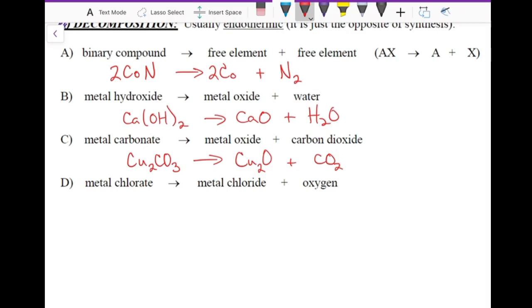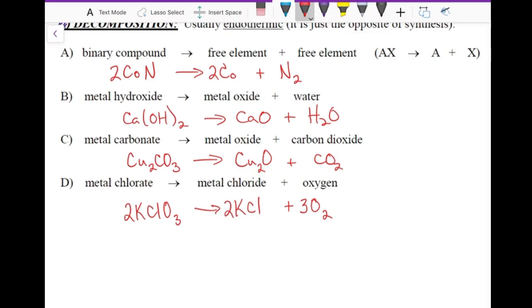So then finally the last one, again, just like synthesis D, only in reverse. Start with a metal chlorate this time. Let's go with potassium chlorate. So KClO3, and that's going to give us a metal chloride, which would be potassium chloride, and it's going to give us oxygen. And then we just have to balance. My oxygens are not balanced, so I have to put in a 3 on the right, a 2 on the left, and then a 2 in front of KCl.